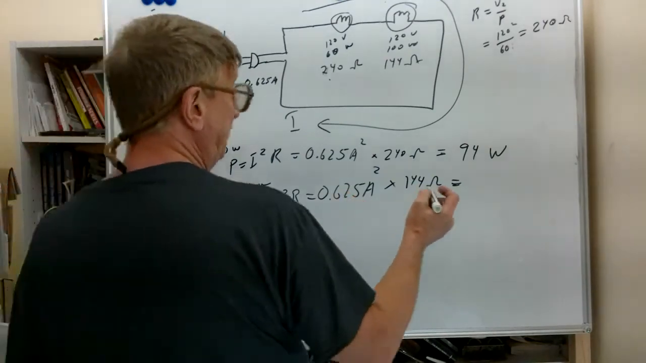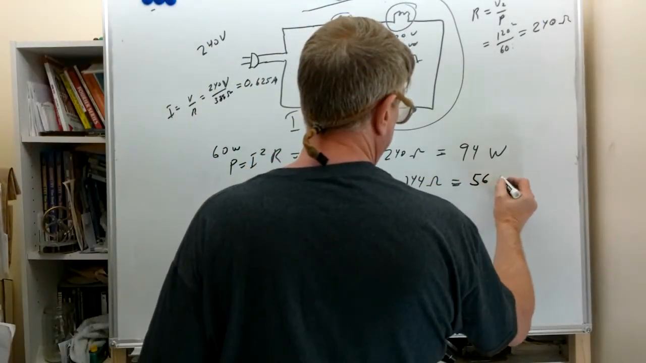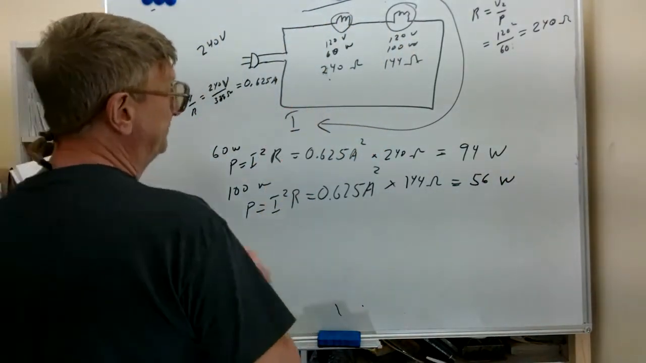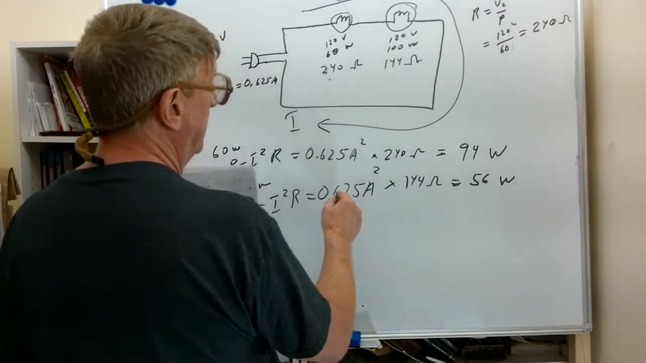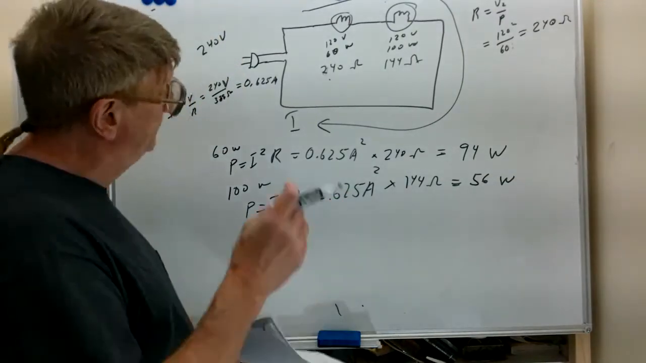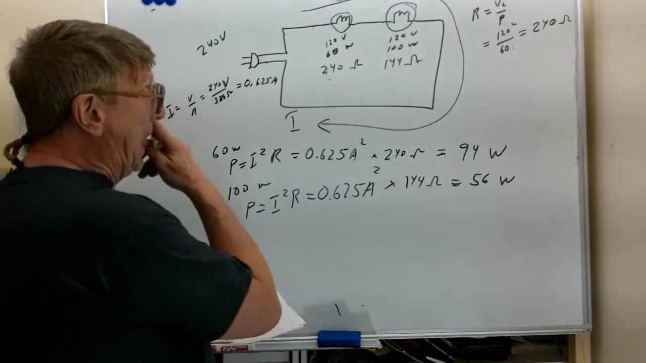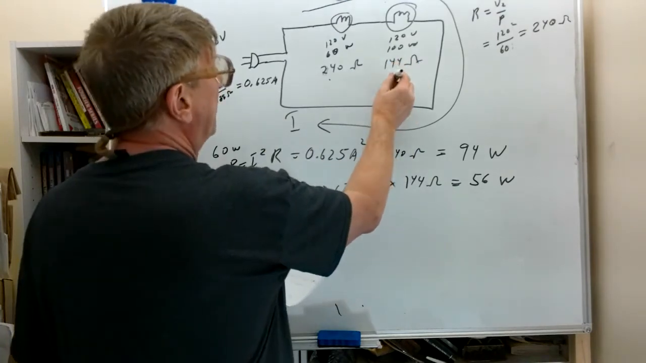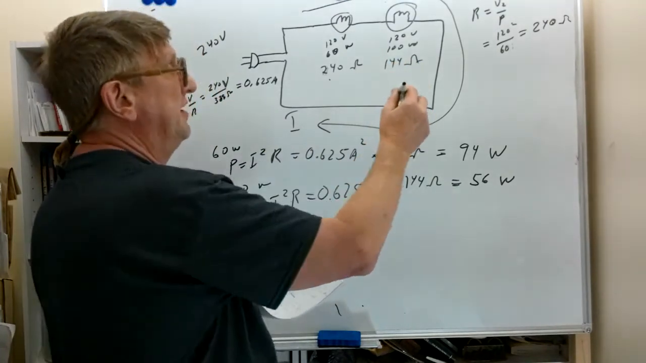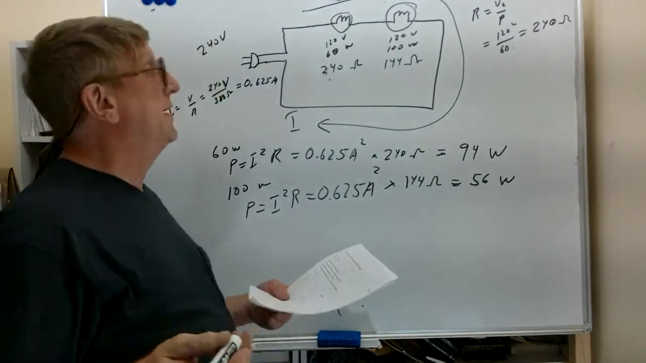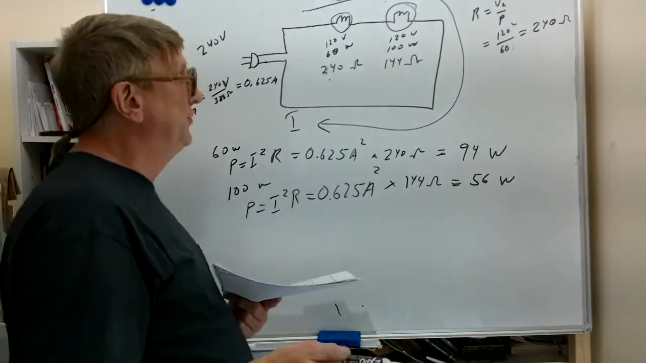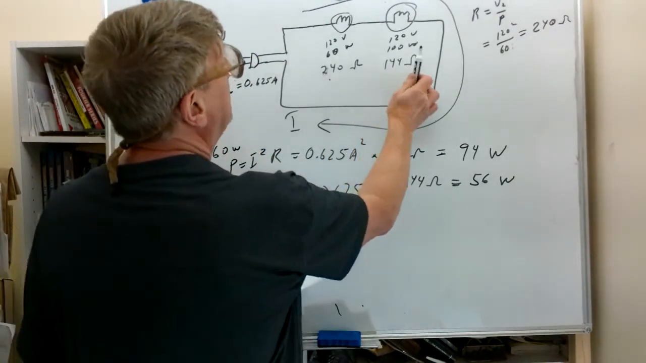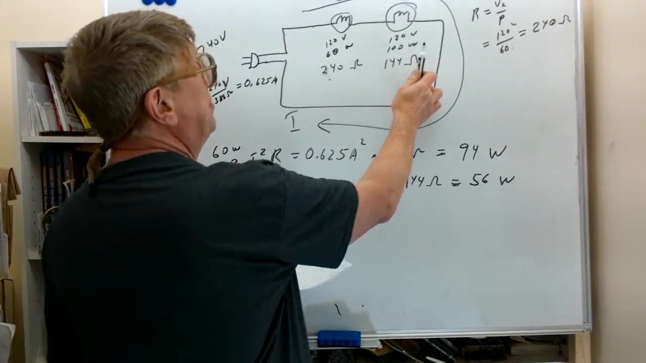And we end up with 56 watts. Well, the interesting thing you see here is because the resistance of the higher wattage light bulb is lesser, which is needed to get the greater current when it's operating on its normal voltage, we end up with less power dissipated on that particular light bulb also.